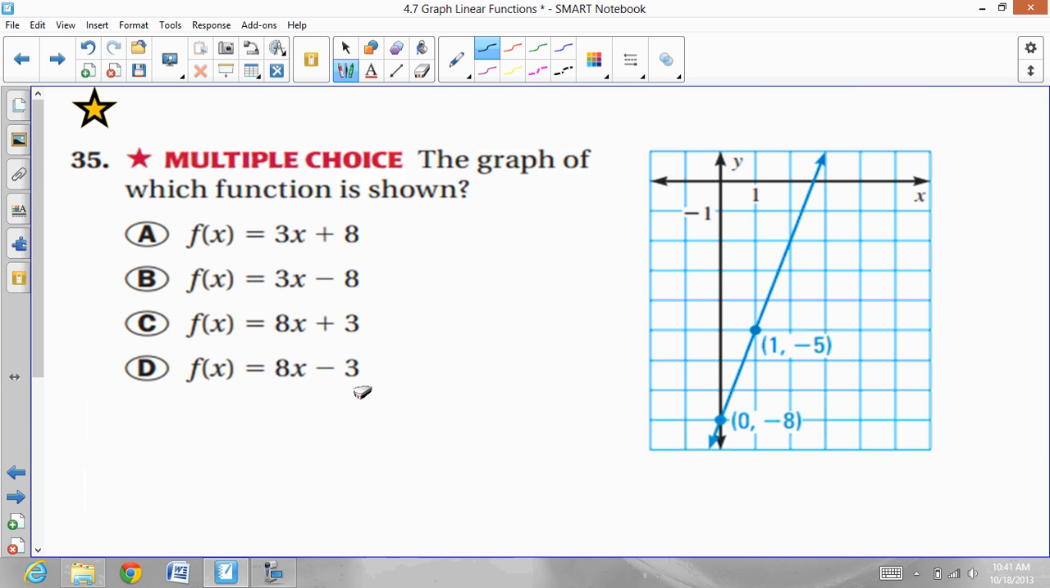Now focus on question number 35. This is how your EOC question probably will look. It's a multiple choice question. You are given a graph. The graph of which function is shown. Now remember, f of x still means y. It's still talking about the y. So which basically means you are given an equation and you are asked to find which graph represents that.